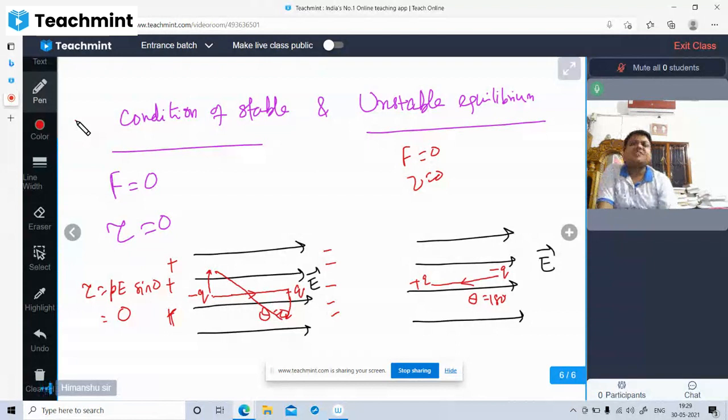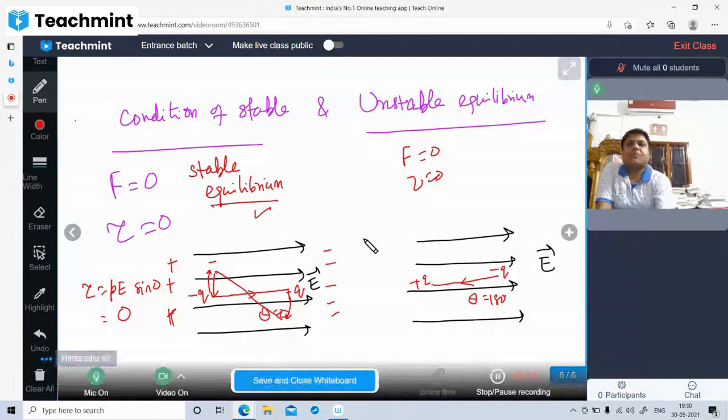If we remove the external torque, it will come back, because negative charge attracts positive charge, and positive charge attracts negative charge. So just after the removal of the torque, it will come back to its original configuration. That means here equilibrium is stable. Stable equilibrium. Understood? Stable equilibrium.